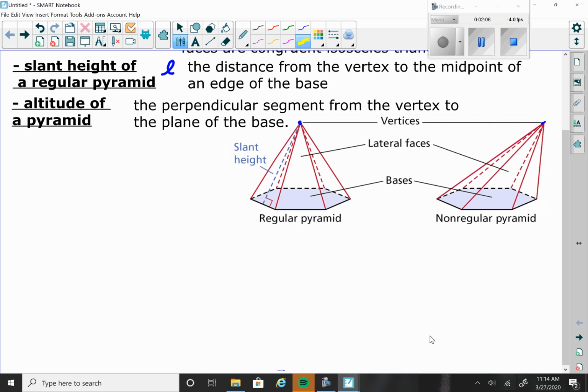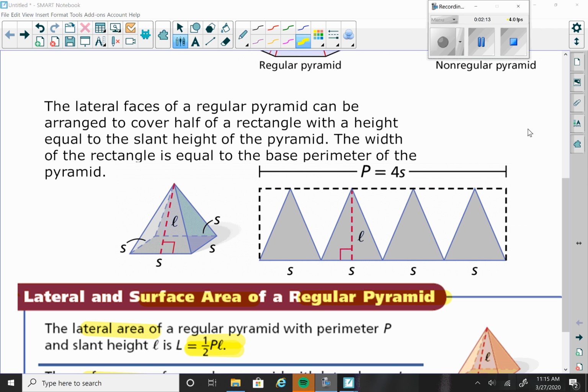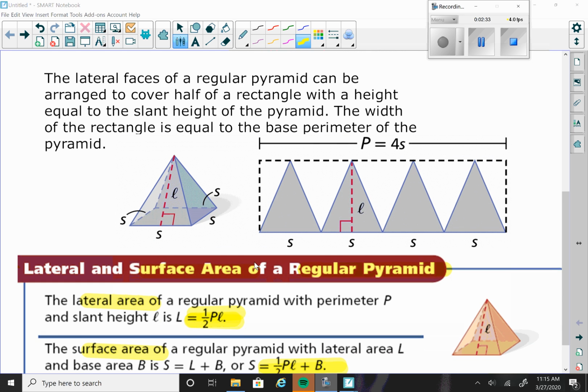Then we have a couple of formulas I'd like you to write down. So for our formulas, you have to realize that if you are looking at the surfaces of a pyramid, the lateral part is going to be those triangles around the middle. And if we lay them out flat, we can see that those triangles are going to be half of the rectangle, because we know a triangle is 1/2 base times height. So that's going to be used in our formulas.